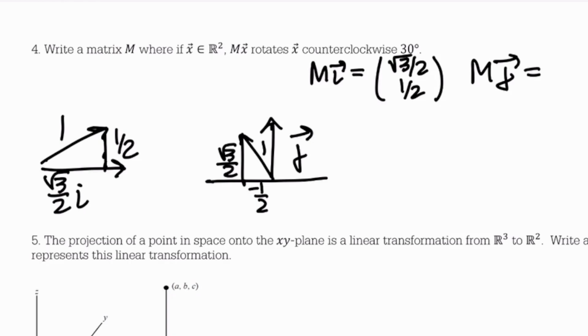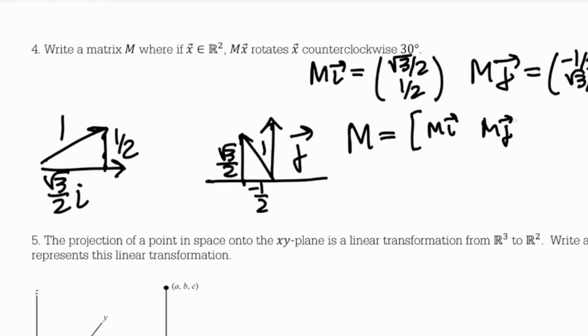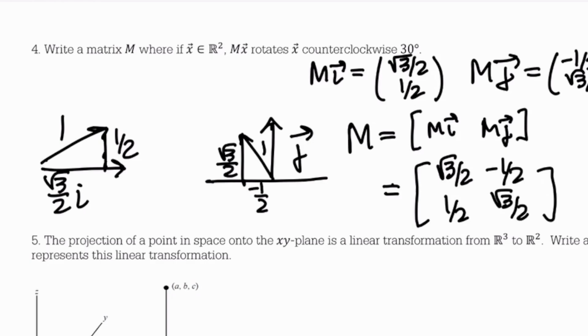And then, all right, M times j, x was negative 1/2, and y was positive root 3 over 2, right? M is just going to be whatever happens to M times i in the first column and M times j in the second column. So that's going to be root 3 over 2 and 1/2 in the first column, and in the second column, negative 1/2 and positive root 3 over 2.